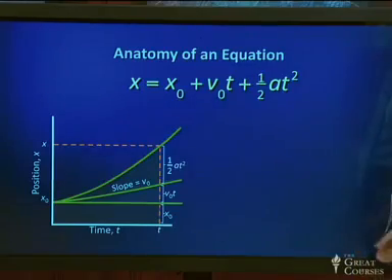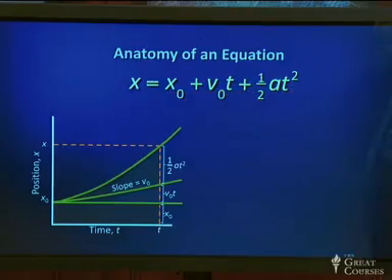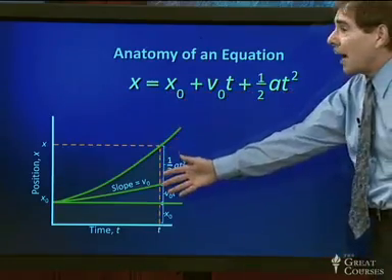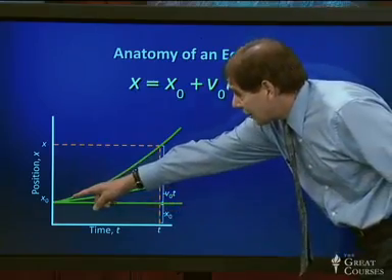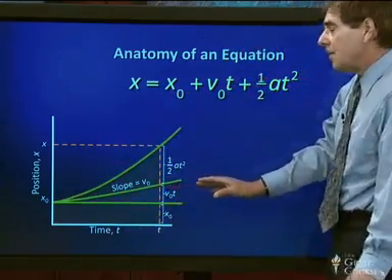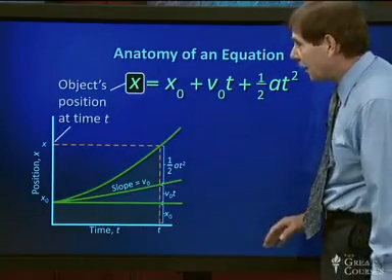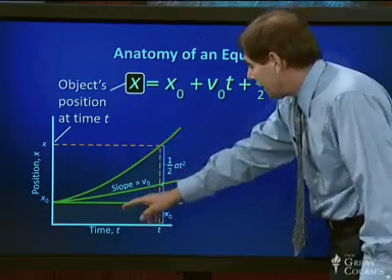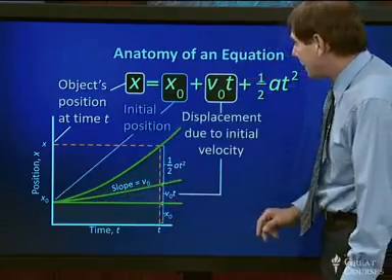Here's my anatomy of the equation that gives position as a function of time in the case of constant acceleration. And we have here a graph that shows what's going on. So what I have here is the initial position x naught. Here's position as a function of time. If nothing else happened, if there were no initial velocity and no acceleration, the object's position at time t would remain constant at that initial position.